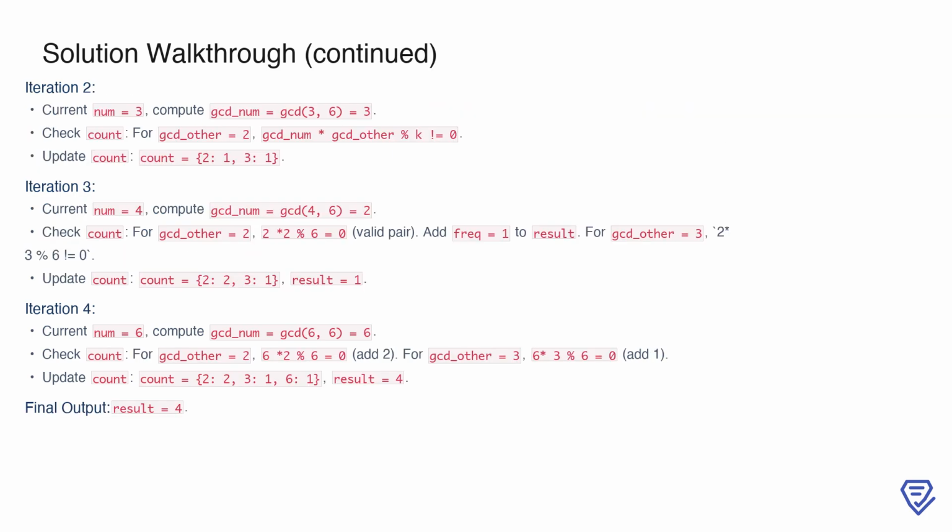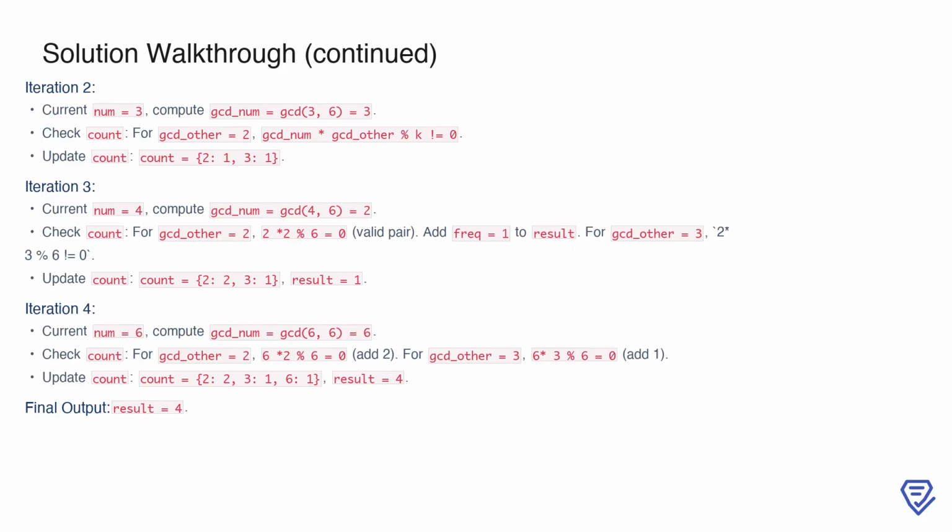Next, we process the second number, 3, and calculate its GCD with 6, which is 3. We then check the hash table to see if any previously stored GCDs can combine with gcd_number equals 3 to form a product divisible by 6. For the GCD value 2 already in the table, we find that 3 * 2 % 6 is not 0, so no valid pairs are added. We update the hash table, count equals {2: 1, 3: 1}.